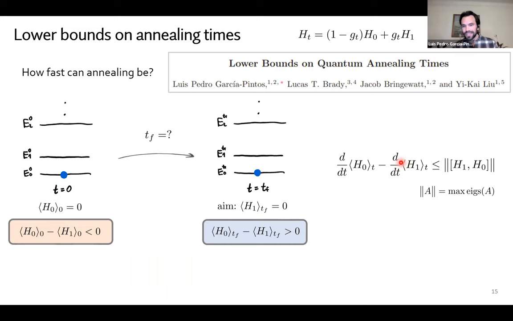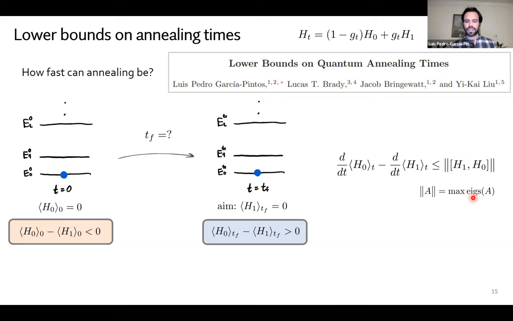in the simplest of our bounds, just consider a very simple upper bound on the rate of change of this quantity. This quantity starts negative, and we want it to end up with a positive value. The rate of change of this quantity is upper bounded by the norm of this commutator, where this norm is just the spectral norm.